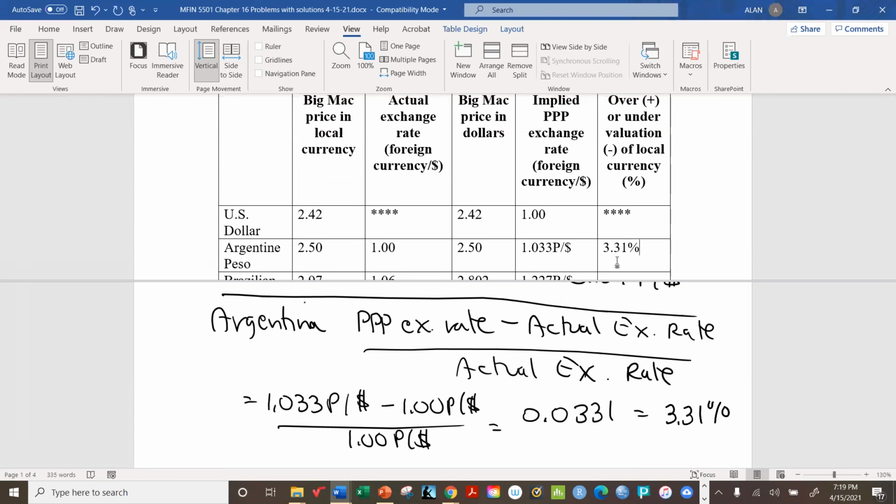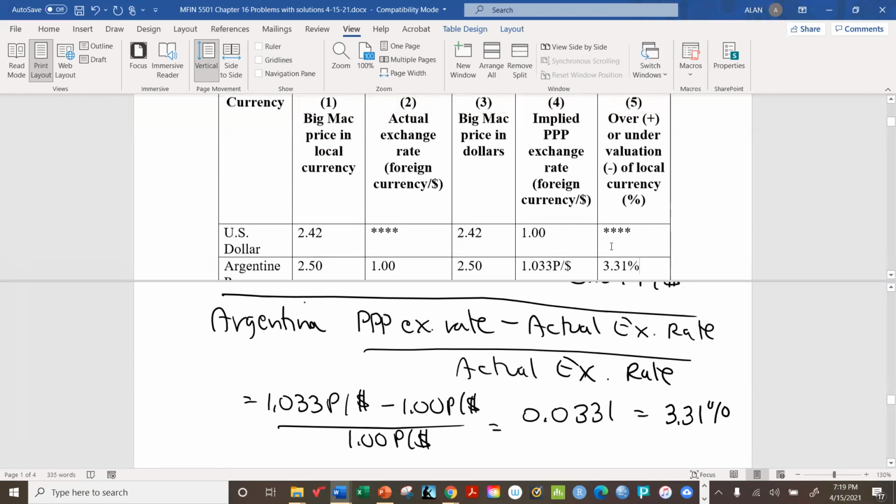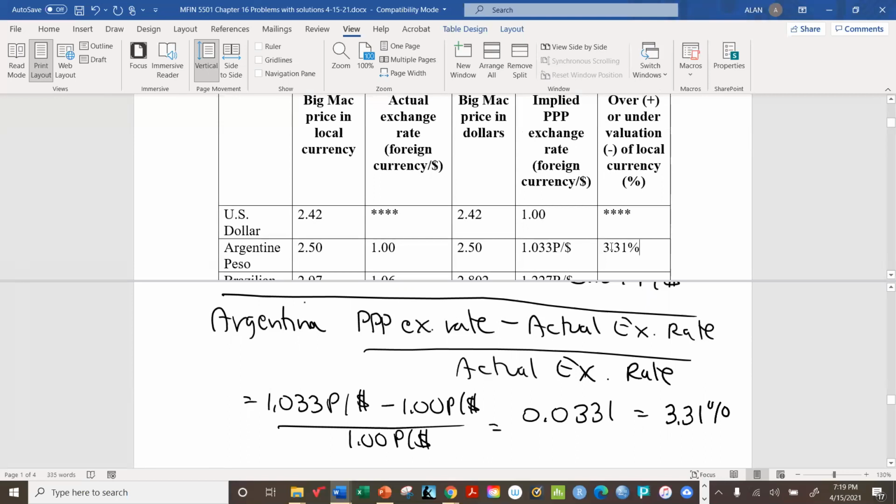So if you look at it carefully, you'll see that according to this chart, anytime that this number is positive, then according to PPP, this currency is overvalued in the market. Why? Because if you look at this first one, PPP says that it should take 1.033 pesos to buy a dollar, but you only have to pay 1 peso in the real world to buy a dollar. Therefore, the peso is too strong as far as PPP is concerned. We say that it is overvalued according to PPP.